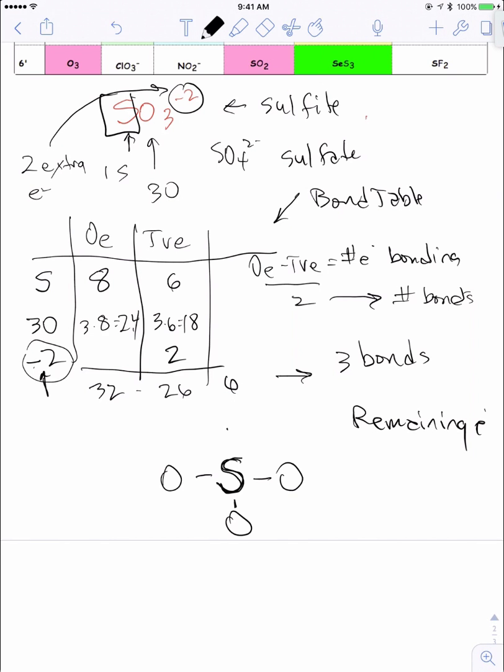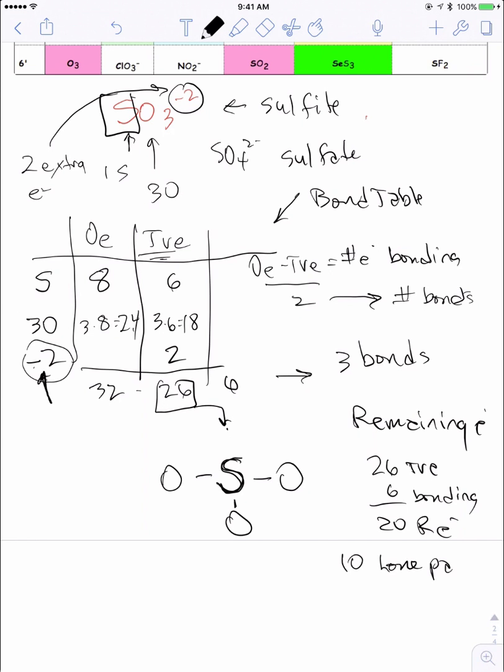Now, how many remaining electrons do we have? Well, we know we need to have 26 in this structure right here, because that's the total valence electrons. There's basically 24 based on the sulfur and the oxygen, and then the -2 here indicates there's 2 more. So we have 26 total valence electrons, and we've used 6 in bonding. So that leaves a total of 20 remaining electrons, for a total of 10 lone pairs. So how do we complete the valence? Well, you see that this oxygen only has 2. It needs 6 more.